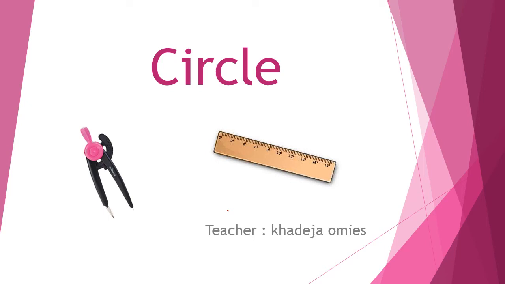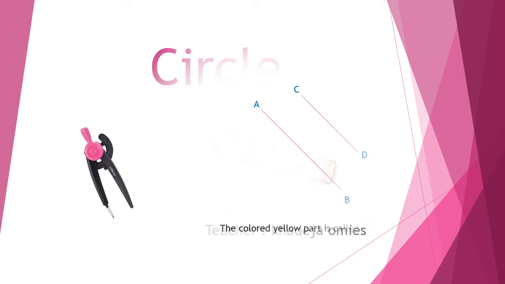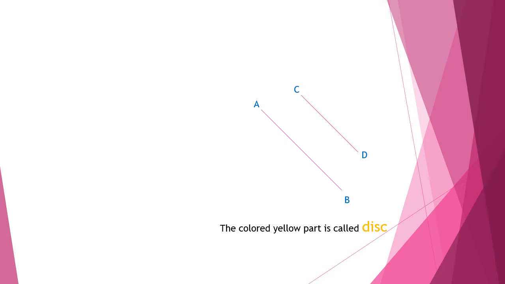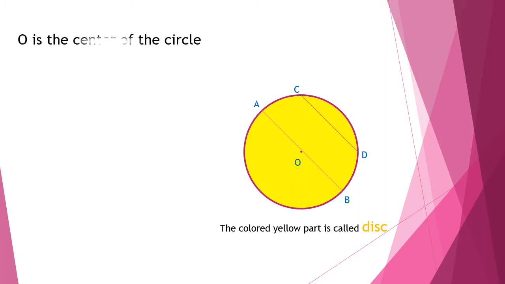The video today is about circles. Here we have a circle with two segments, AB and CD. First, you must know that the colored yellow part here is called a disk, and we have a point inside the circle that is the center of the circle. So O is the center of this circle.